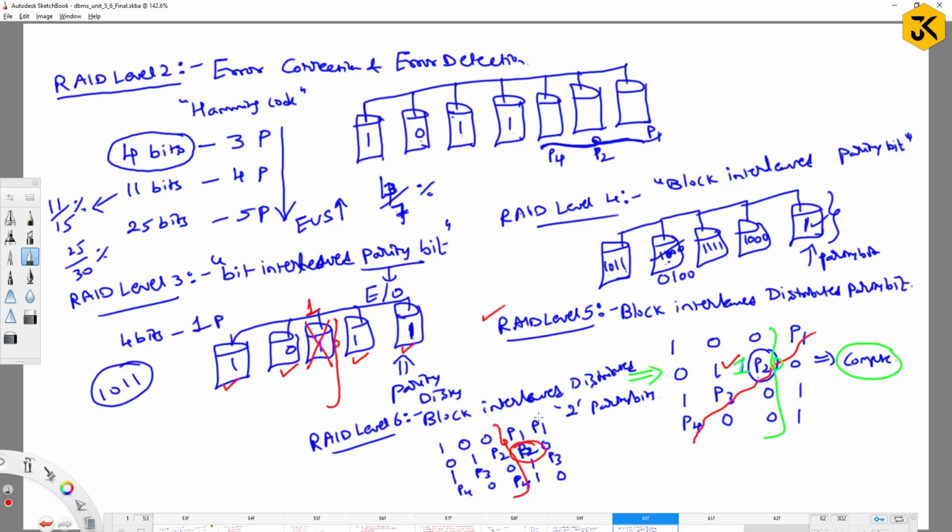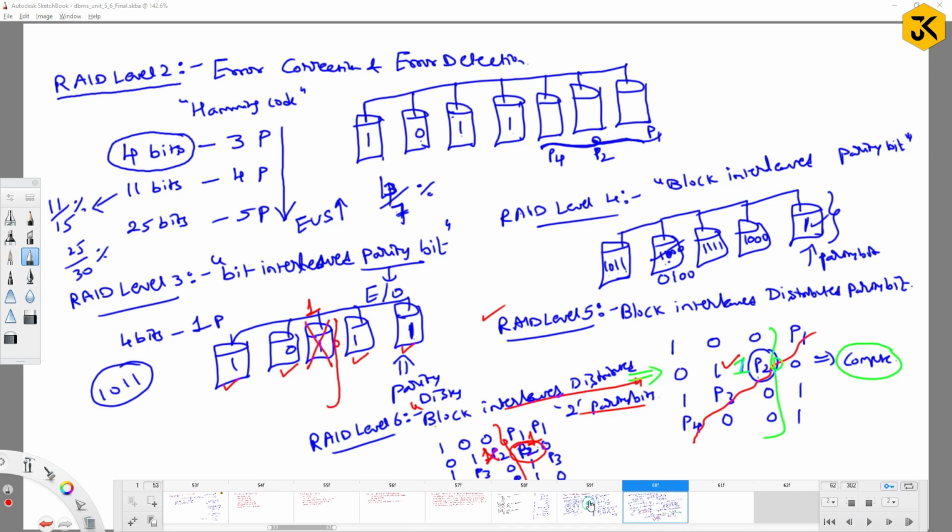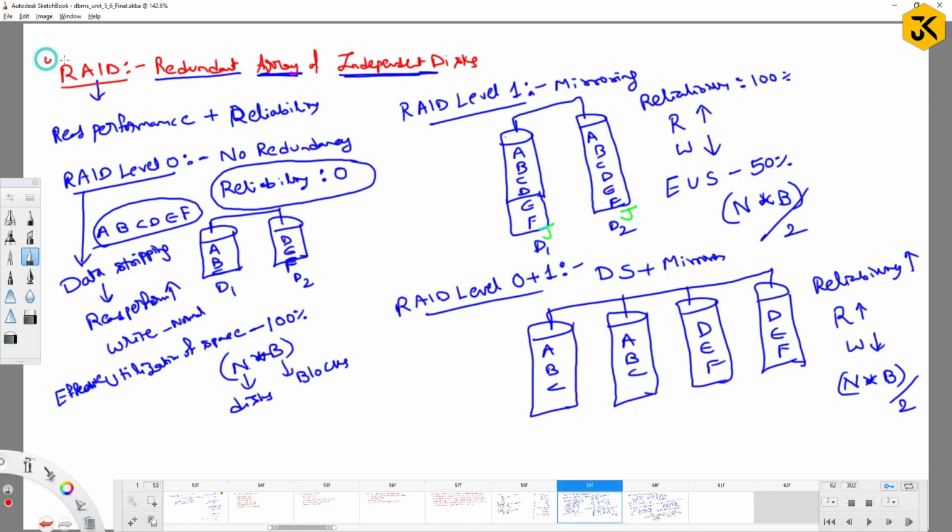So what is the parity 2 here? Here it is already 1. Why did you get 1 here? Because this parity 2 is 1, the duplicate is available here. As it is lost, I can get it from this parity 2. So this mechanism is called block interleaved distributed two parity bits. We can simply call it RAID technology, right? Many companies are using this, but as per academics, it's purely a theoretical concept, right?